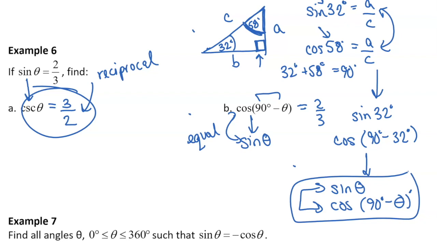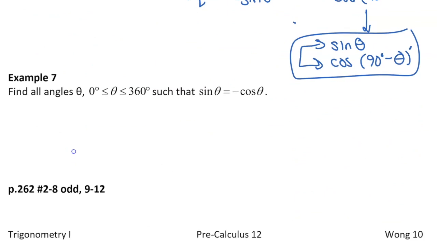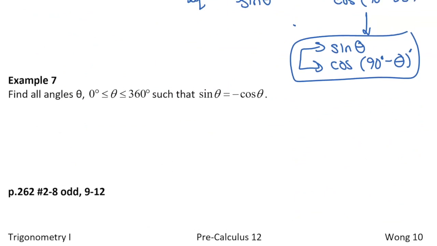Okay, let's do one final example here. We'll take a look at example 7. Find angle theta between 0 and 360 degrees such that sine theta is equal to negative cosine theta. We have two different ways that we could take a look at this. I'm going to start with one way, and I'll show you the second way, but the second way we'll probably learn a little bit better after we've done some 6.3 the next class.